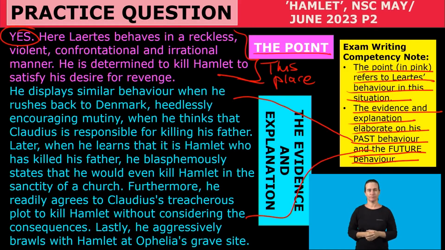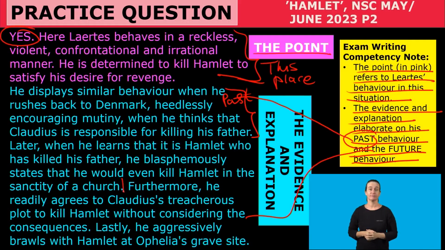So, he displays similar behavior when he rushes back to Denmark, heedlessly encouraging mutiny when he thinks that Claudius is responsible for killing his father. So this is in the past, right? So this all is related to the past. Later, when he learns that it is Hamlet who has killed his father, he blasphemously states that he would even kill Hamlet in the sanctity of a church.